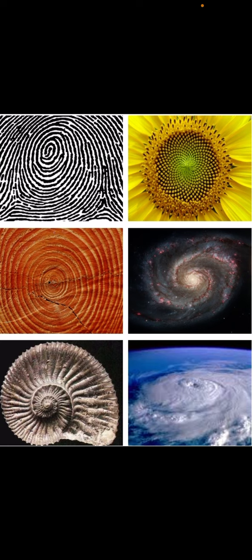So first things first, we're going to start off with identifying spirals within nature itself. So I've got these pictures right here of a fingerprint, a sunflower, tree trunk, a galaxy, I don't know, a seashell or something, and then a hurricane. And I can't draw on this app right now, but hopefully you guys can see the spirals going on here, right? More importantly, counterclockwise as well, especially the hurricane.